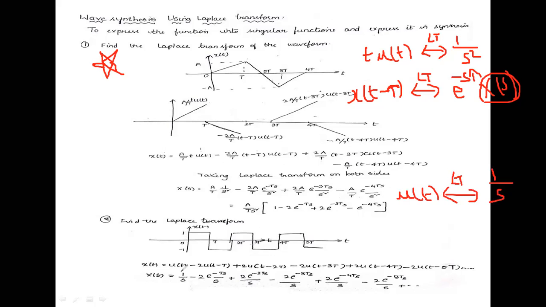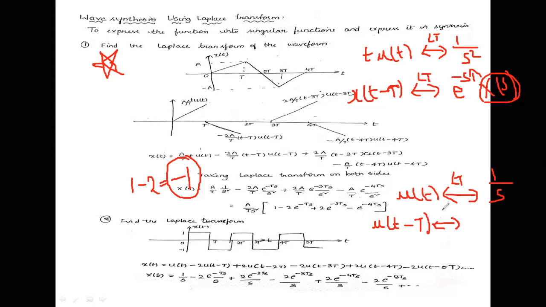See the first one, 1 by s, and it is shifted towards the right side by T samples. But it is a minus 2. Why is it a minus 2? Already we have the 1 there. To get a minus 1, negative sample, plus 1, minus 2, it becomes minus 1. Minus 2 into 1 by s, again the mu of t, because it is shifted, mu of t minus T.